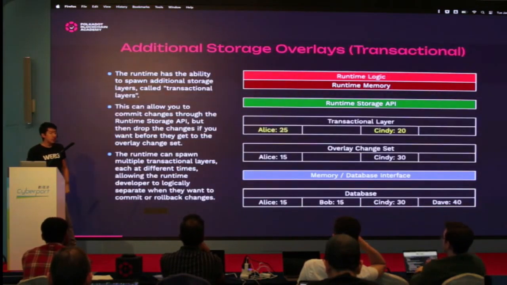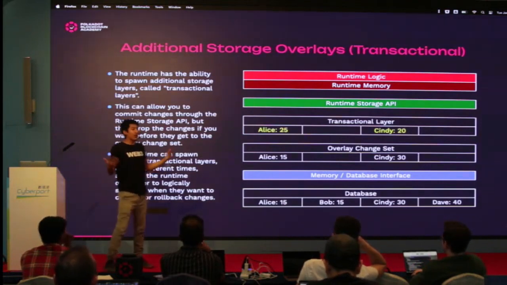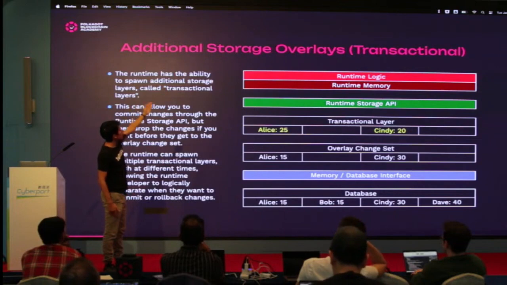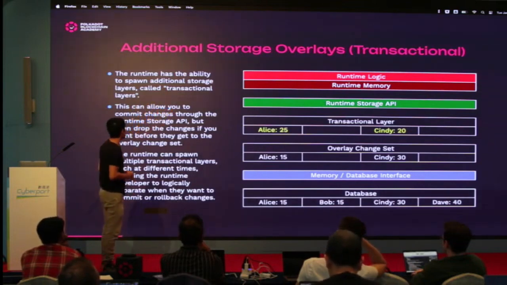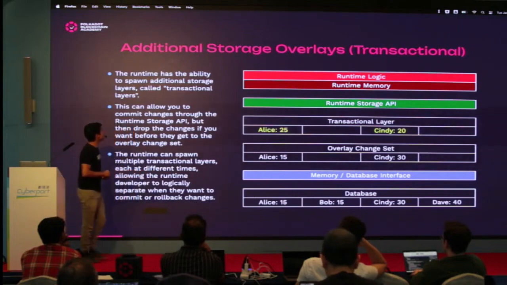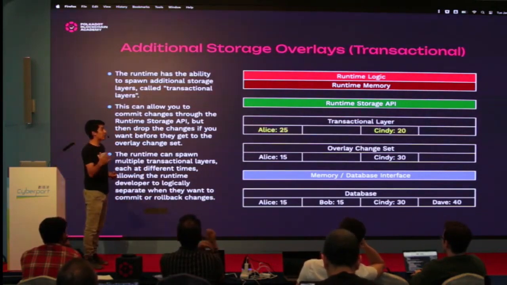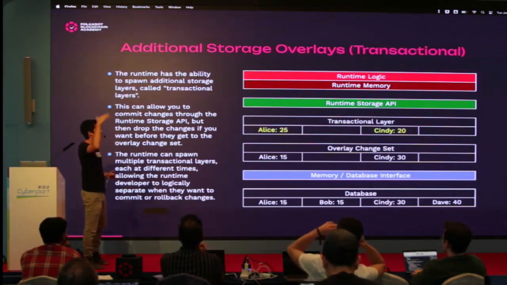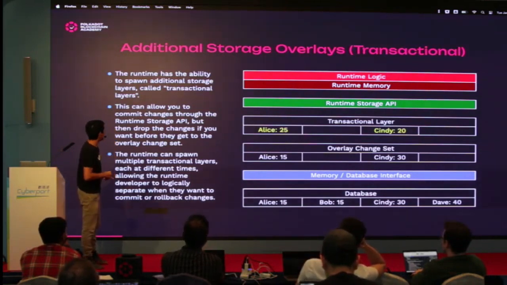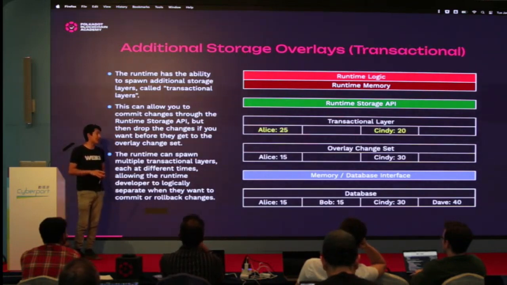Okay. So let's extend the idea. Why don't we add additional layers? We can do that, right? There are additional things called additional storage overlays or transactional storage layers. So we have the ability to spawn additional storage layers called transactional layers. This allows you to do the exact same thing as the overlay change set, but you have control over the layers, and you can control when you want to commit things down the stack. You can spawn multiple transactional layers at different times, and you can control the functionality.